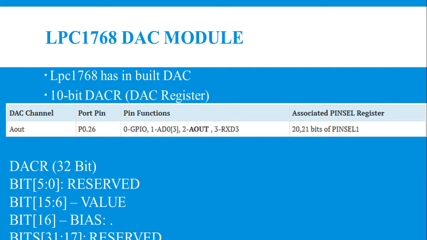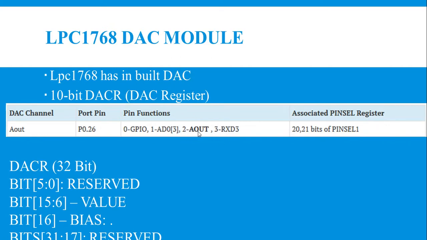This inbuilt DAC module consists of a DACR, called the DAC register, that is digital to analog converter register, which is 10 bits in size. Here we are going to use the 26th pin of port 0 as the analog output pin. The output of the DAC corresponds to pin 26 of port 0, and since this particular pin can perform multiple functions, by default it performs general purpose input output, and it also has the first, second and third alternative functions.